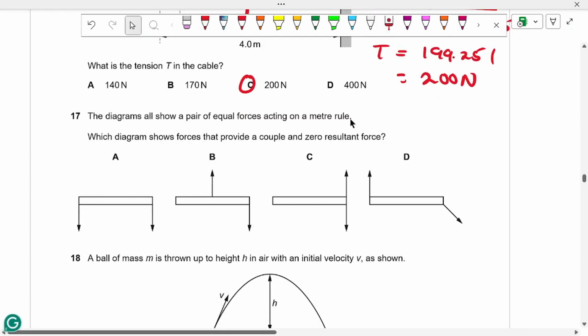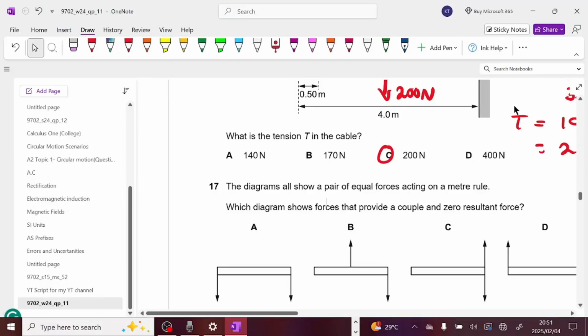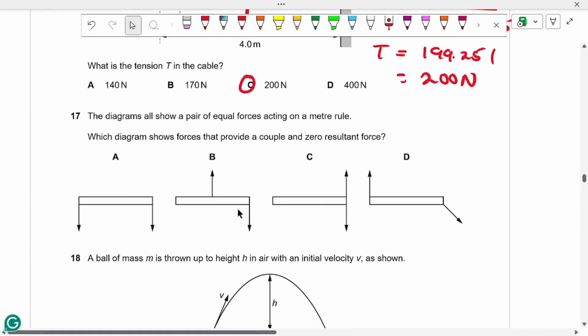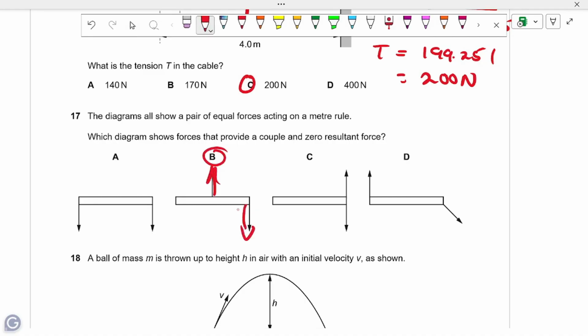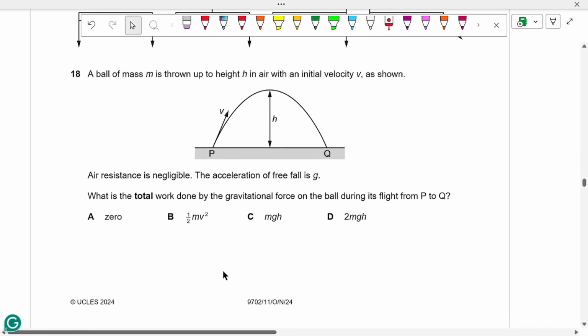Question 17. The diagram shows a pair of equal forces acting on a meter rule. Which diagram shows the forces that provide a couple? A couple is basically a pair of forces equal in magnitude, opposite in direction, and separated by a distance r, with zero resultant force. In this case, it's going to be B, because you have two forces, opposite in direction, equal in magnitude, because they're arrows of equal lengths, and they're separated by some separation r. So they are a couple. And is there zero resultant force? Yes, because the force up is directly equal to the force down. So you can't have a resultant force.